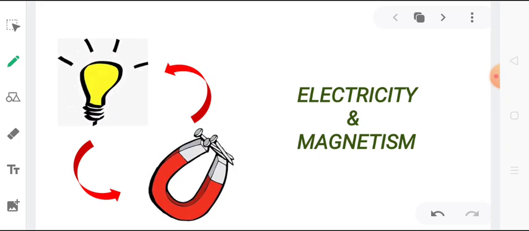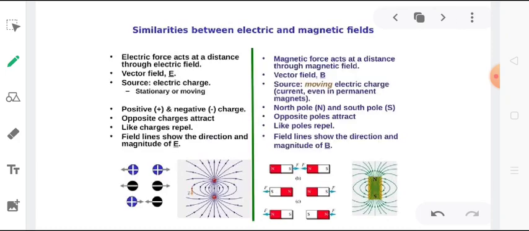So today we will understand a very important concept, that is how the two topics of electricity and magnetism are related. Now, for this, I would like to go back to the assignment that was given to you all regarding comparison of electric field and magnetic field. Now, when we talk of comparison, we include both the similarities and differences. So, talking about the similarities, both electric force and magnetic force are action at a distance.